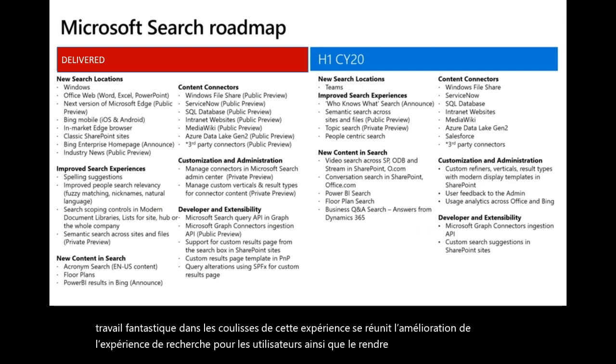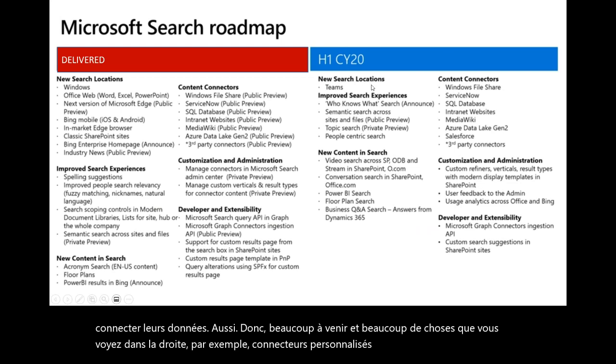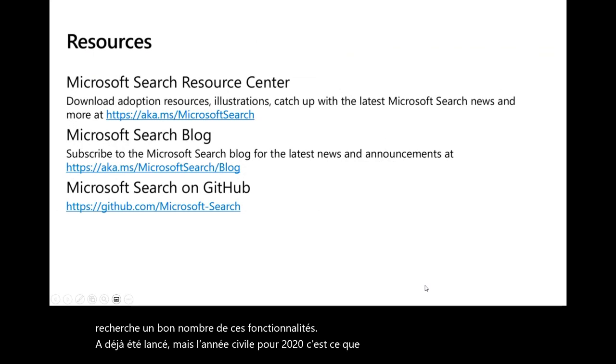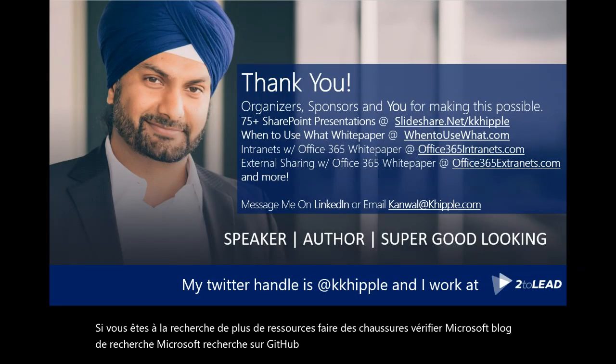So lots coming, and a lot of the things that you see on the right, for example, custom connectors has been launched. New search locations, for example, Teams is coming. Improved search experience. Quite a few of these functionality has been launched already. But for the calendar year 2020, this is what the plans are. If you're looking for more resources, make sure you check out the Microsoft Search blog, Microsoft Search on GitHub, as I shared earlier, and the Search Resource Center.